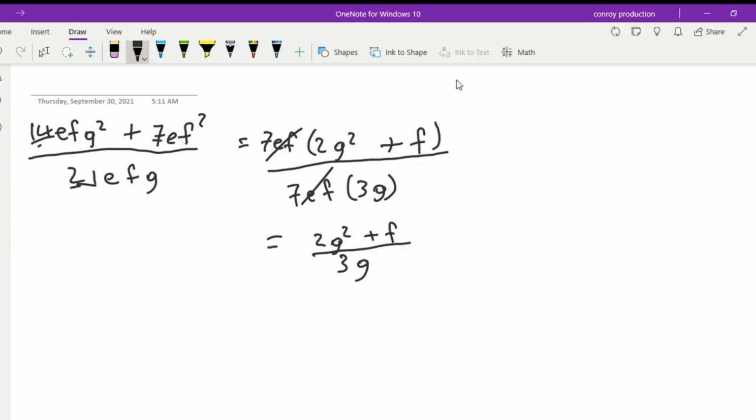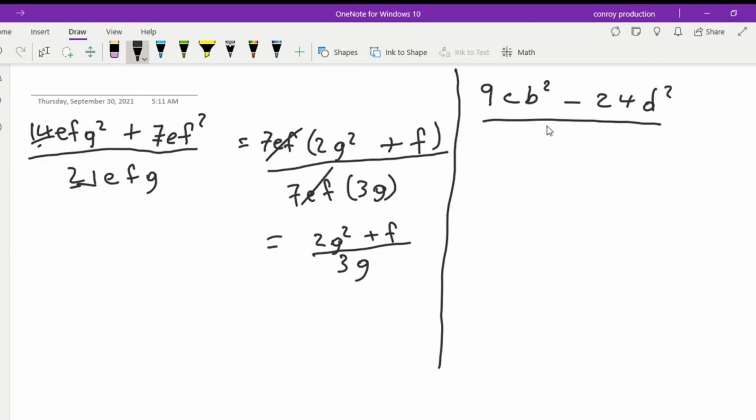Let's do this one that is similar to this. We have 9C squared minus 24D squared, and this is all over 15D. Right? What is common between 9, 24, and 15? We're going to factor. So we can factor out a 3D.